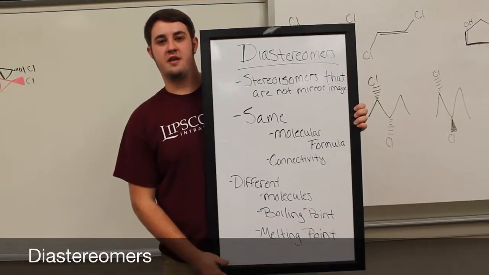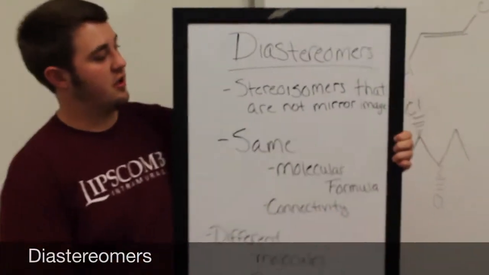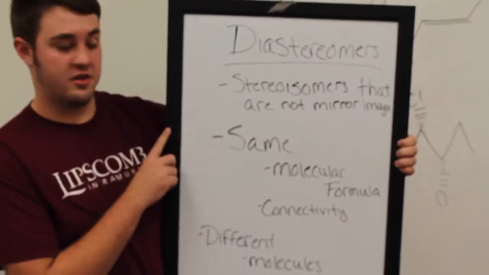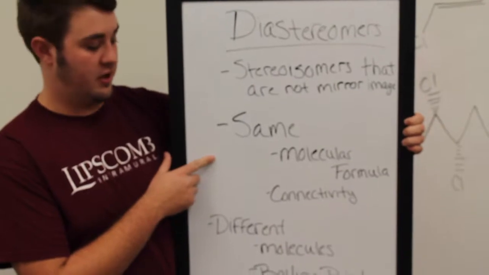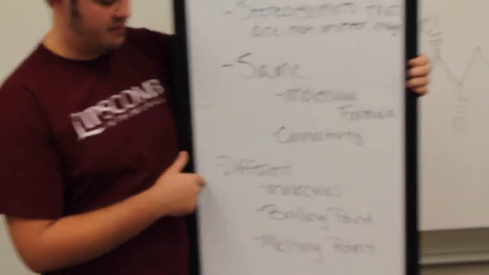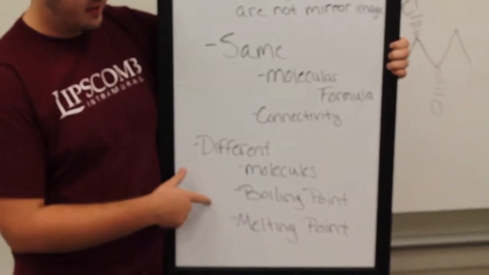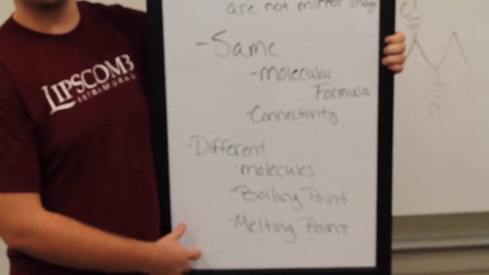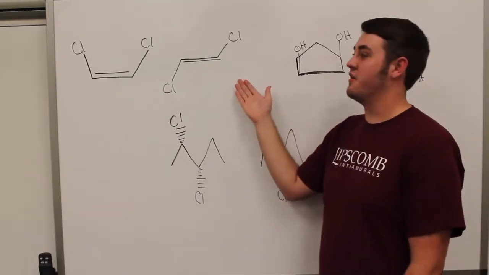Next, we'll be talking about diastereomers. Diastereomers are stereoisomers that are not mirror images. They have the same molecular formula and same connectivity, but they're different molecules, and they have different boiling points and different melting points. These are examples of diastereomers.